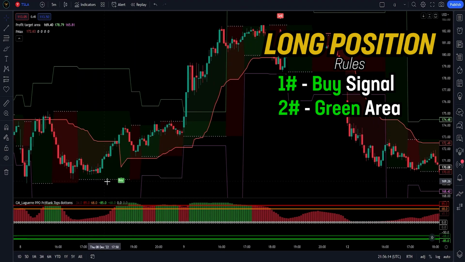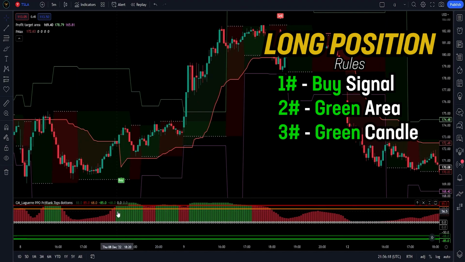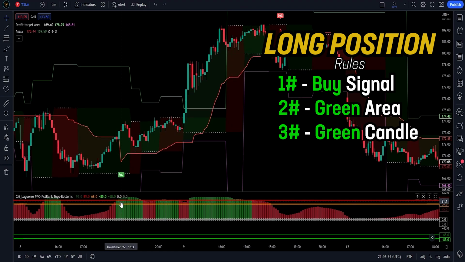Now, let's add our third and final rule, which is that our CM_Laguerre indicator gives us a green candle. This indicator can find market tops and bottoms, and whenever this indicator is above this red line, we receive a green candle, which is our third and final bullish signal. You could also enter trades if the candle is only above this orange line, but it's way riskier, so I recommend sticking to our original rule, which is that it must be above the red line. Great, we set all 3 rules necessary for this strategy.